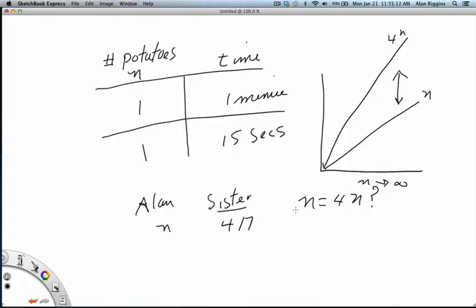That is, n is equal to big O of n. 4n is equal to big O of n. Therefore, n and 4n are the same. Well, what does that mean? What we mean is that they grow at the same rate. They grow at precisely the same rate.